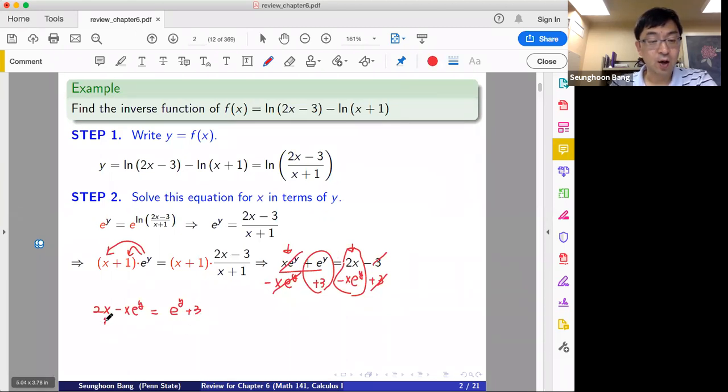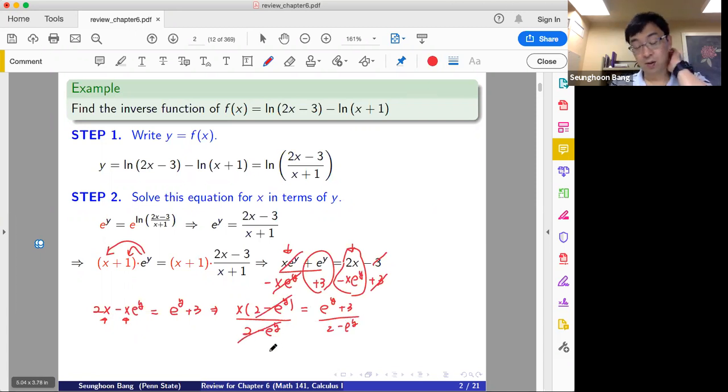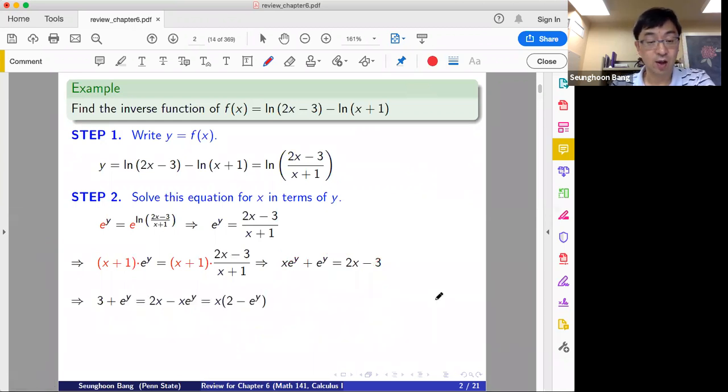Next, factor out x. This is the same as x times 2 minus e to the y equals e to the y plus 3. Next, divide both sides by 2 minus e to the y. This one crosses out. So we have this result: x equals e to the y plus 3 over 2 minus e to the y. So we have it like this.